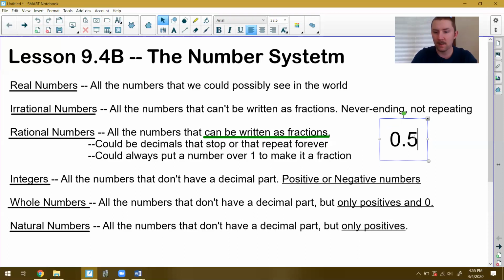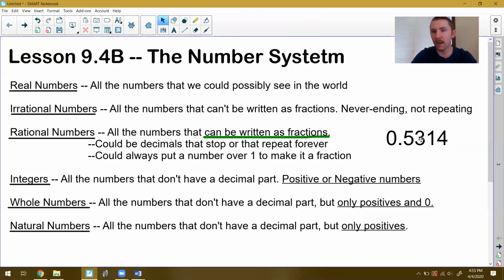Even if we had something like 0.5314, we've talked before about writing these decimals as fractions by taking all the digits in the decimal number and putting it over 10,000 in this case, or over 1,000 or over 10 or over 100, depending on what place our decimal goes out to. In this case, we go to the 10,000ths, so we would put it over 10,000. So any decimal that stops can always be written as a fraction, so a decimal that stops is a rational number.